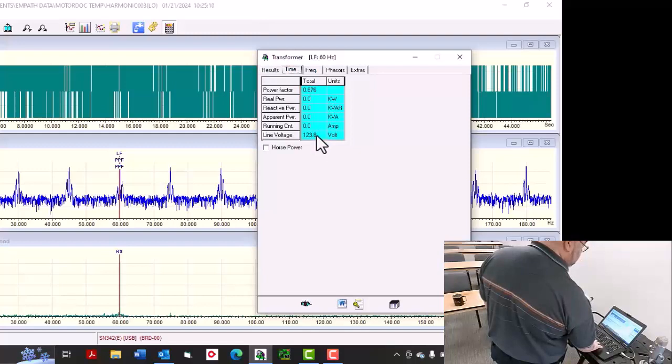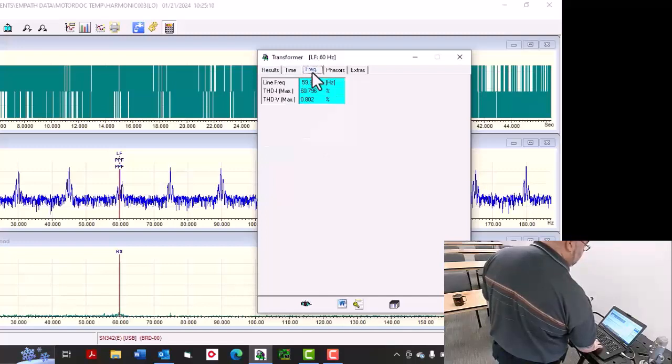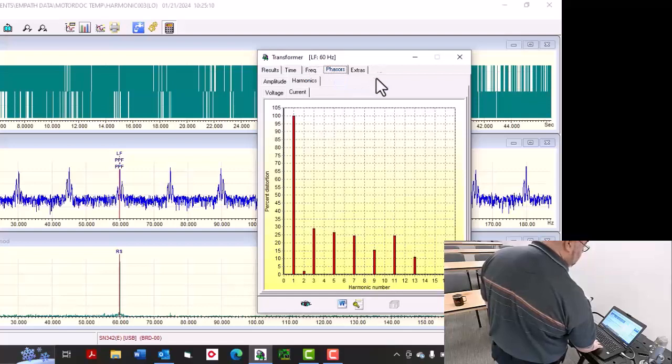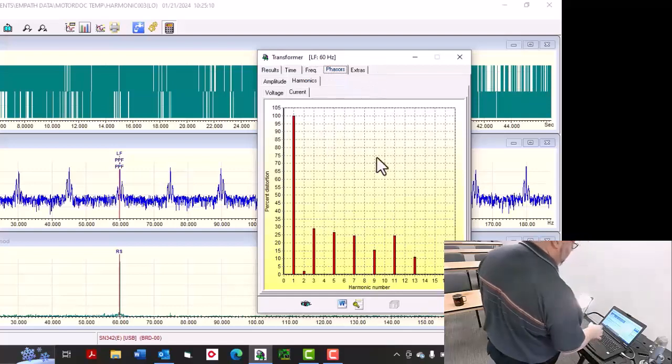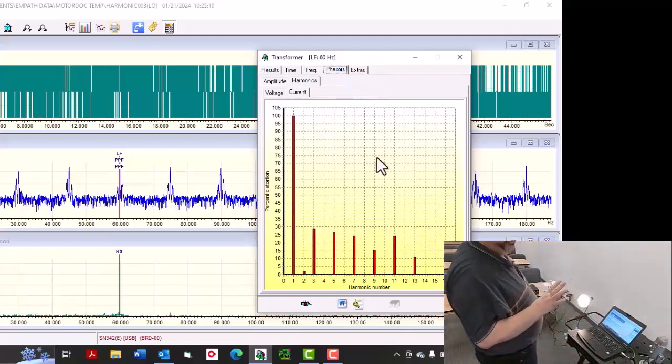0.876, same voltage. Current is below the 0.0 digit, so same as the other. Total harmonic distortion current, 60%. So let's take a look. There's our current there. We have some more second, it's exaggerated a little bit more.